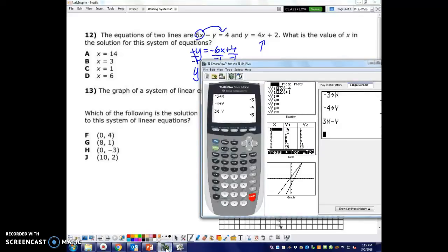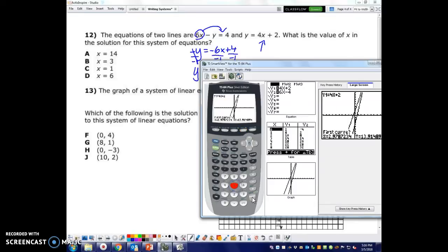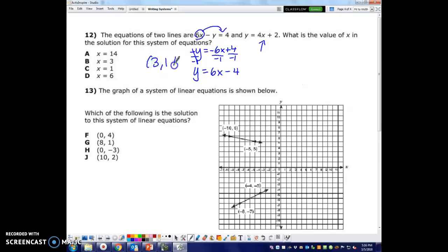Okay, and we're going to type that into our calculators. So y equals, let's type in the one we already had, 4x plus 2. And then let's type in the second one, 6x minus 4. Graph. Now, second, trace, 5, enter, enter, enter. Whoops, it went away. I think I'm doing it too fast. Second trace, 5, enter, enter, enter. So the intersection's at 3, 14. What's it asking for? It wants the x in the solution. X, y. So it's 3.